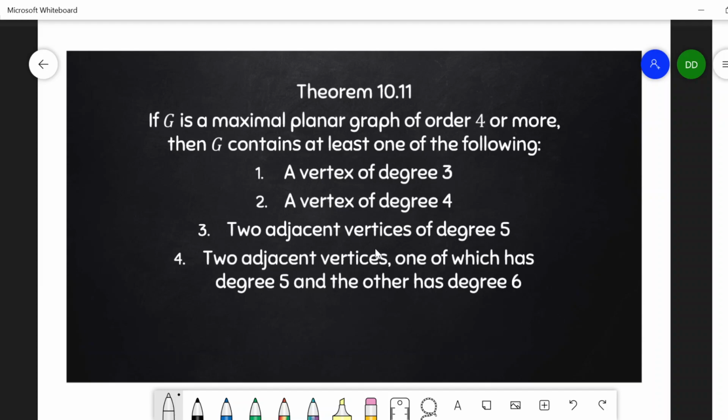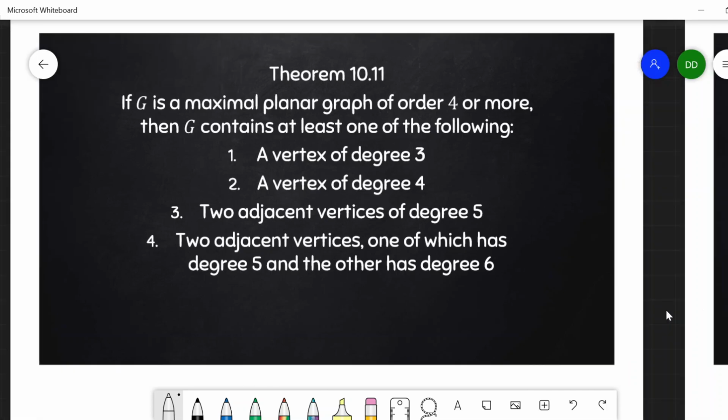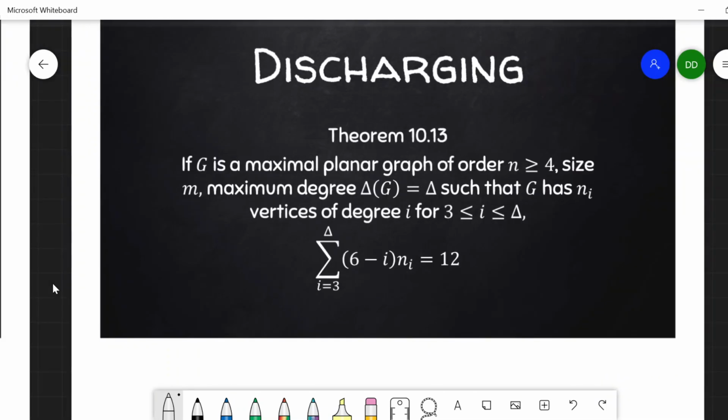Now this might seem tedious to prove because we have these 4 things to do. But we're going to see a proof technique here that's going to make quick work of this theorem. This is the method of discharging, which is a pretty interesting proof method on graphs. So let's take a look at how we can prove this. We're going to use discharging.